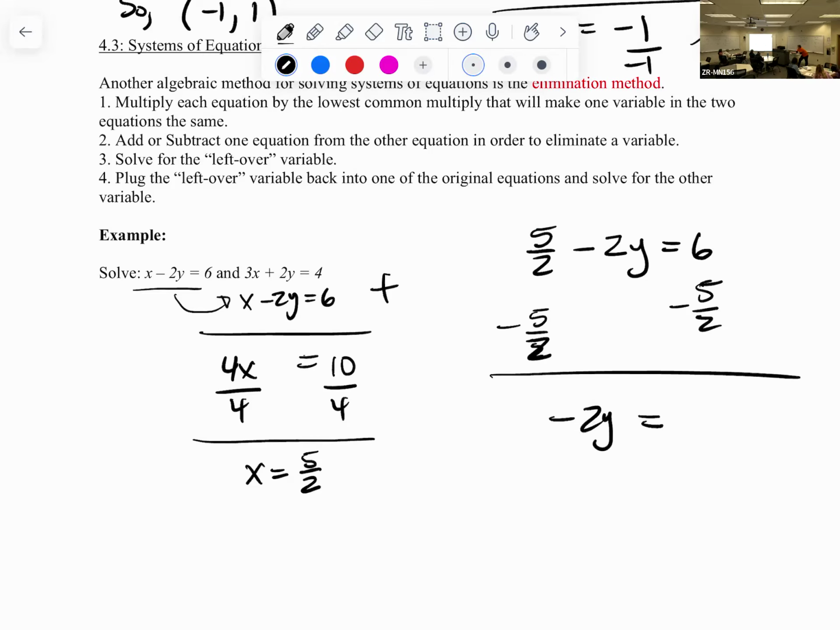And then always good to refresh: 6 minus 5 halves. What do I do? Multiply by -2/5? No, just put 6 over 1, and then you'll find the common denominator. Always common denominator. That's 6 over 1 multiplied by 2 over 2. That's 12 halves minus 5 halves.